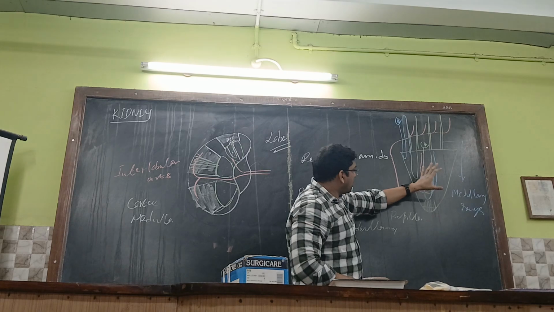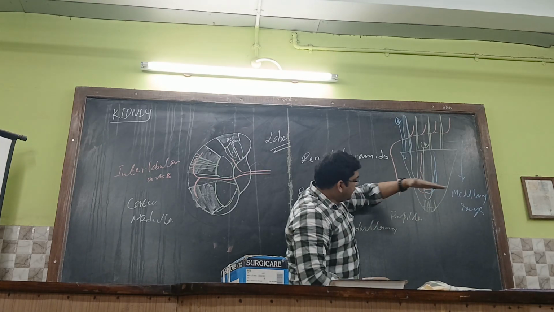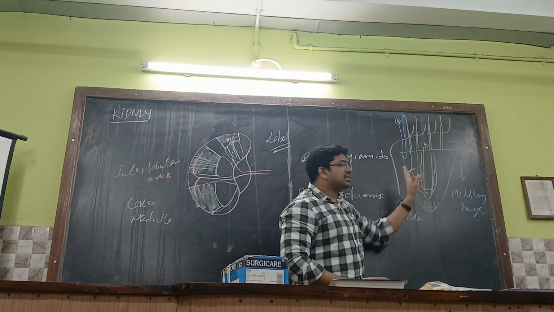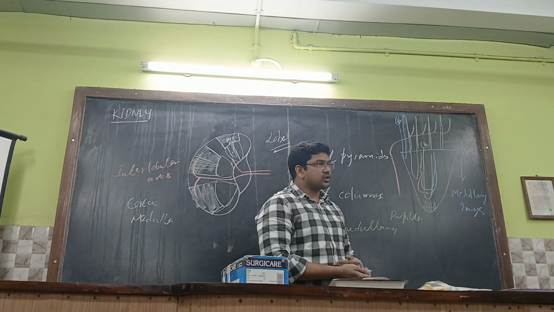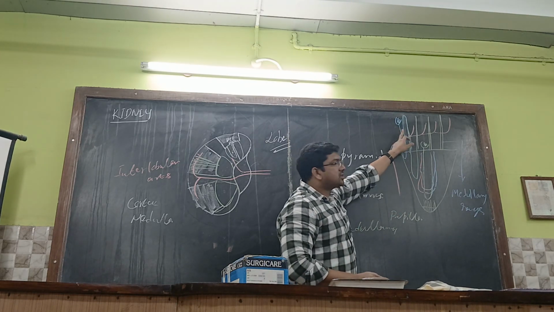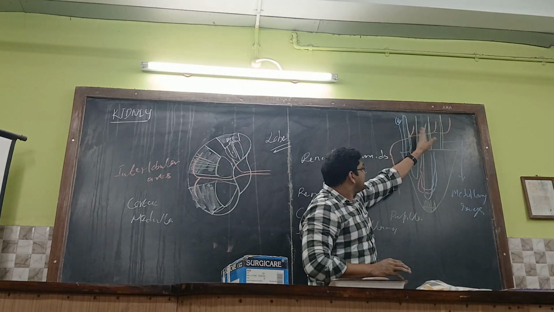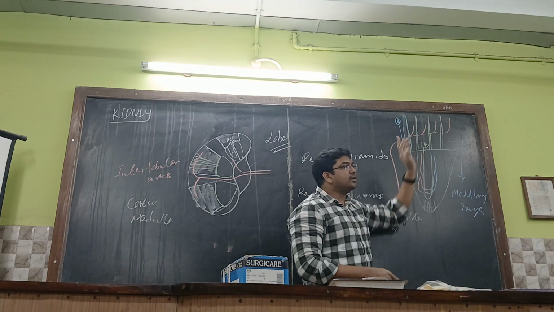As a whole, if you see in histology also, if you cut this part and this part, multiple tubules will be seen in the medullary rays and the renal pyramid, apart from the blood vessels. Not the glomerulus or the Bowman's capsule. Bowman's capsule and glomerulus will be in between the medullary rays over here.